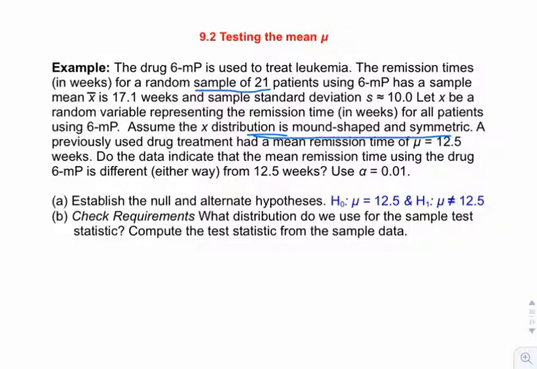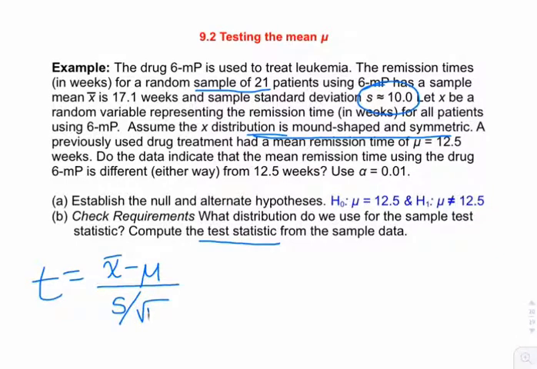So we don't know that x is normal. Our sample size is relatively small, only 21, so we don't know that x bar is normal. That's fine. We're not going to be using a normal distribution then. And we don't have sigma either. We only have the standard deviation of the particular sample. So we'll be using t for our test statistic. So t is x bar minus mu divided by s over the square root of n.